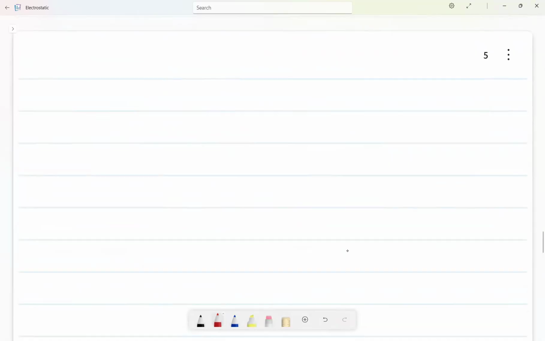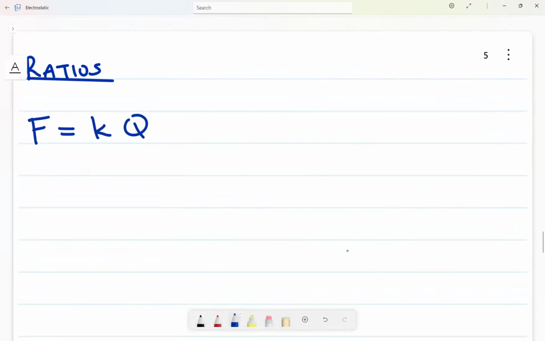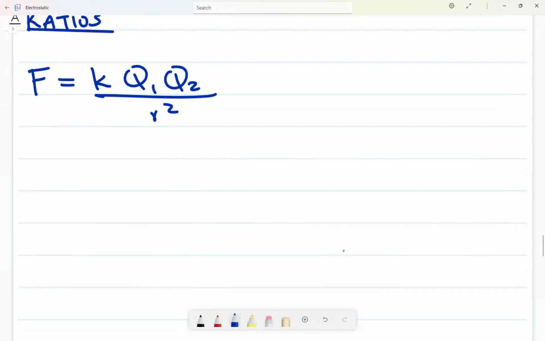Let us be in a position of saying, okay, let us talk about ratios. What do I mean by ratios? We need to use Coulomb's law and say, okay, according to Coulomb's law, we have F equal to K Q1 Q2 divided by R squared. We need to know if I increase the force, what will happen? If I decrease the force, what will happen?